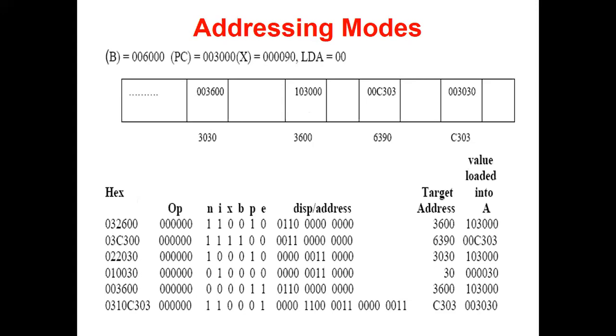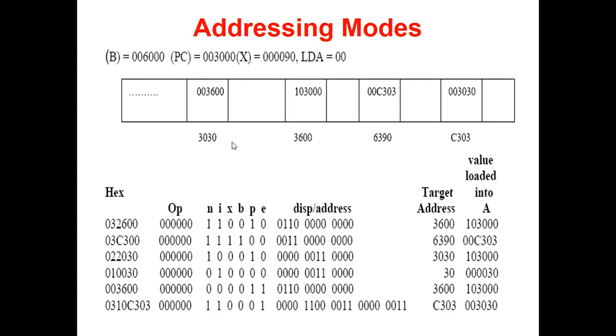Let us look at this example. I want everybody to be attentive. Now, this is an example where we assume that register B has got the number 006000. The program counter has 3000. The index register, register X, has a 90. And then the instruction load the accumulator, its opcode is 00.